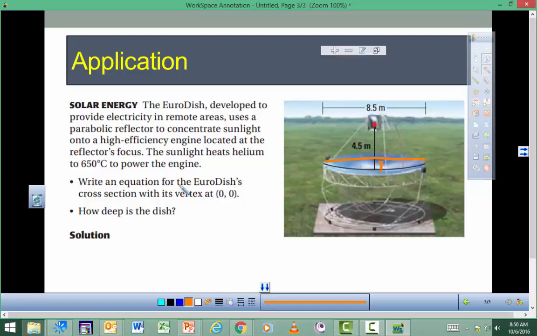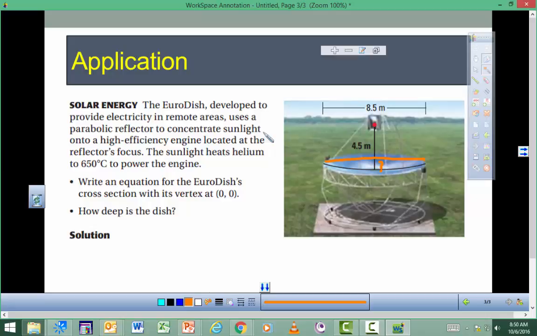No, it can't be 5 because it's 4.5 from here to here. Oh, 0.5. Just subtract the 4. That might be right. I don't know, but there is a way to do this.